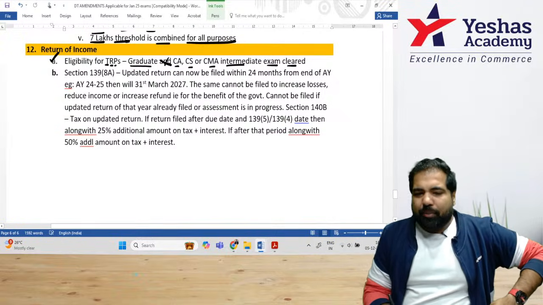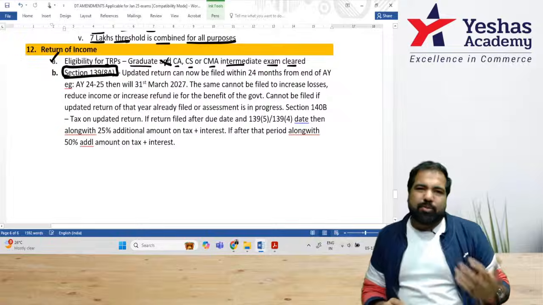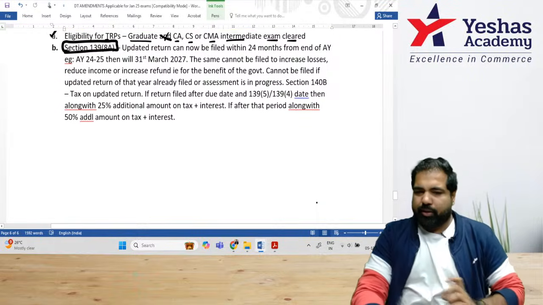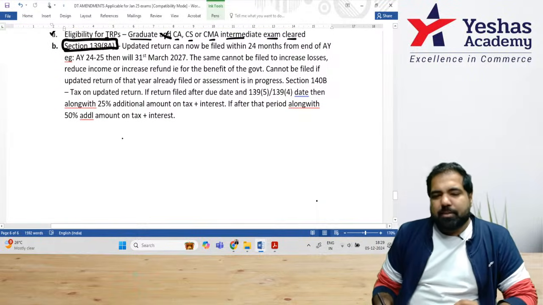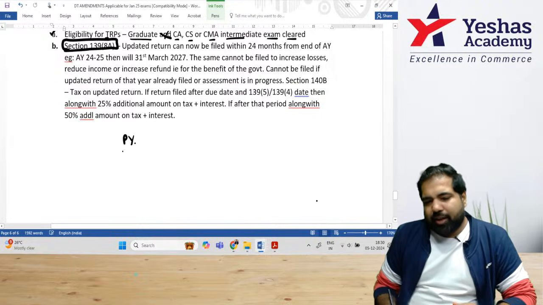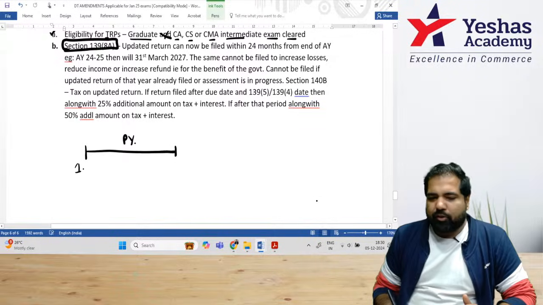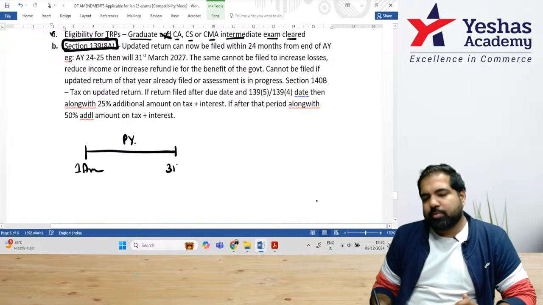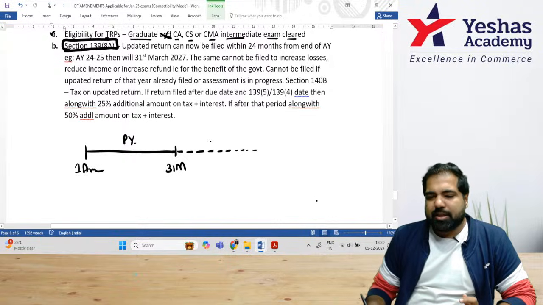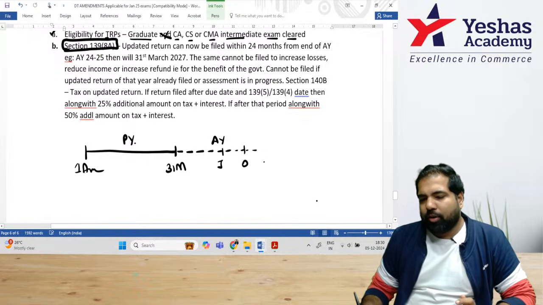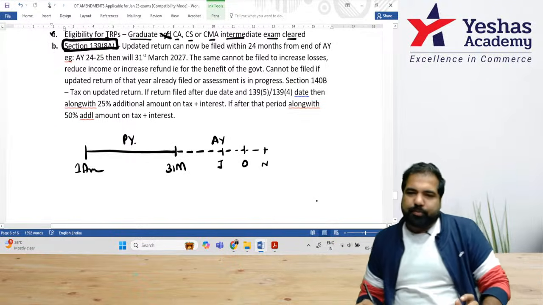And there is something called updated return. I'll talk a little about this because this might be important. Updated return, guys. The previous year is a very happy year where you earn all your incomes. Your previous year will start from 1st April, end on 31st March. After all that happiness comes the assessment year where you have to file your return by either July or October or November.